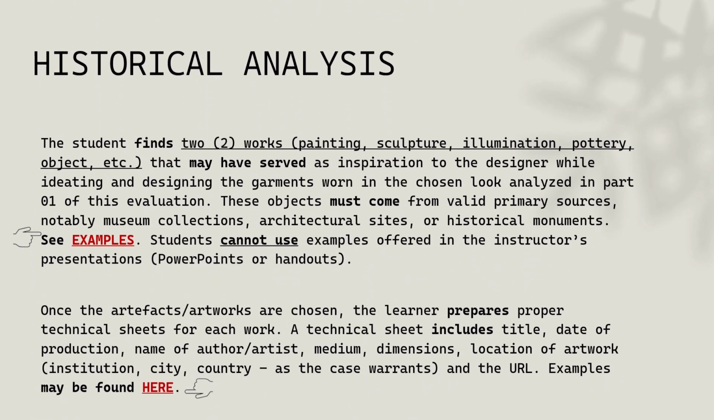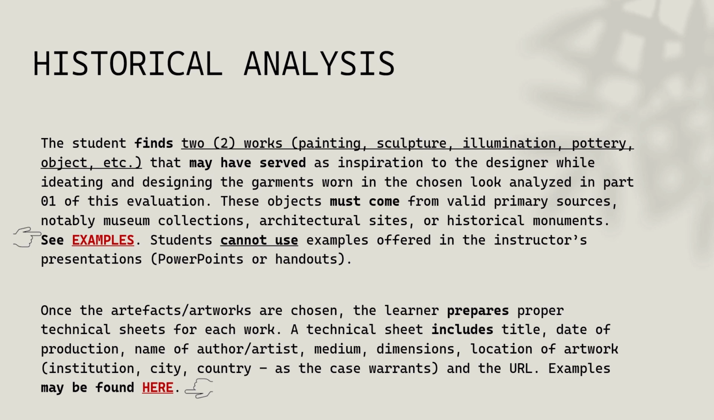So you will find two artworks, two works, two artifacts. That could be painting, sculpture, illumination, pottery, an object that may have served as inspiration to the designer while ideating and designing the garments worn in the chosen look analyzed in Part 1. I reiterate that these works must come from antiquity. They must not come from contemporary times, all right?